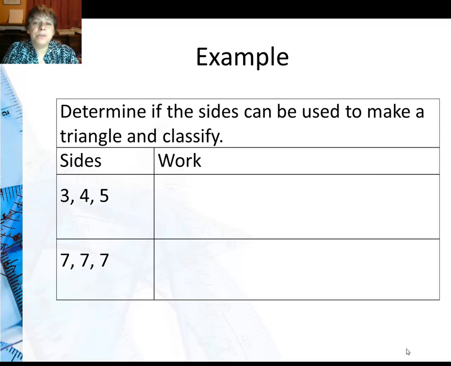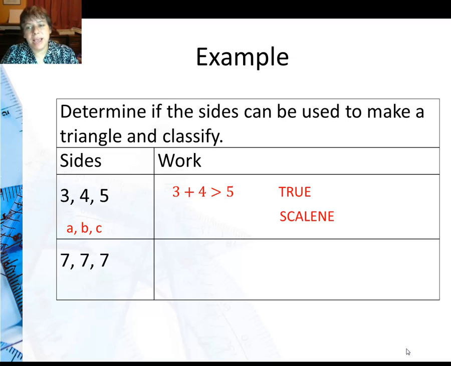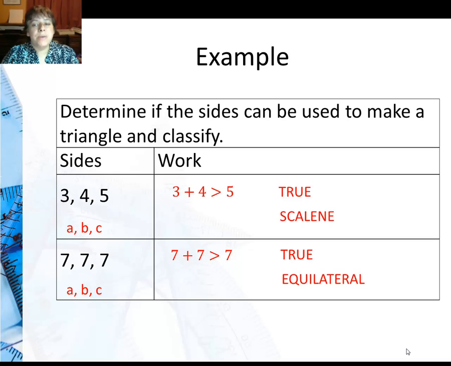In this example, I'm going to determine if the sides can be used to make a triangle and then classify it. So first of all, I have to add the 2 small sides and see if it's longer than the largest side. So 5 is the largest side. Is 3 plus 4 greater than 5? Well, it is. So that means I can make a triangle, and it will be scalene. Then I also look at this next set of sides. They're all the same, so it doesn't matter which one I set for C. Is 7 plus 7 greater than 7? It is. So that means that's true. It can make a triangle, and it would be equilateral.